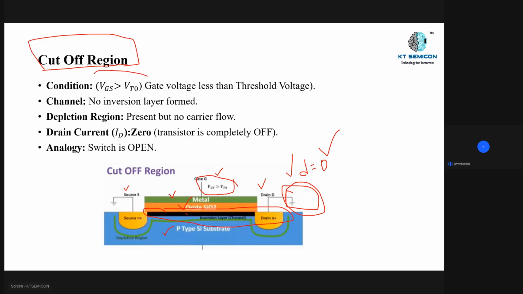This is the condition: when my gate voltage is more than my threshold voltage, an inversion layer is formed in between source and drain. That layer is known as the inversion layer, right? The depletion layer is present but there is no carrier flow, because my VD voltage is 0. In this case my transistor is completely off, and that is the reason this is known as the cutoff region. Even though the channel is there, there is no drain voltage, right? So this is the cutoff region.